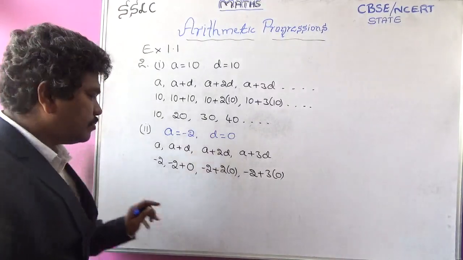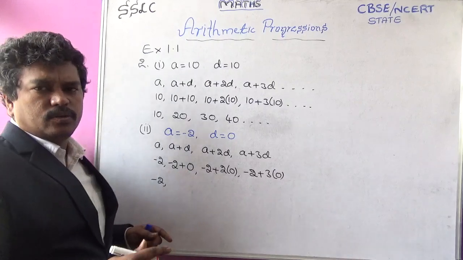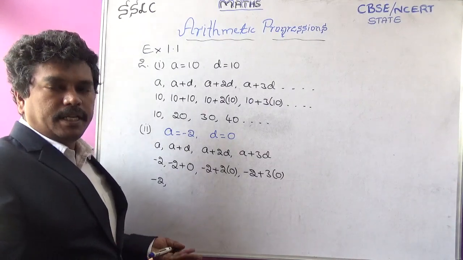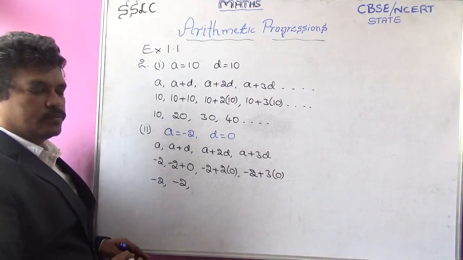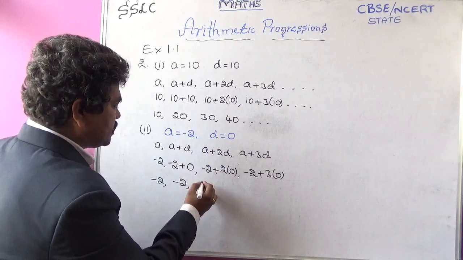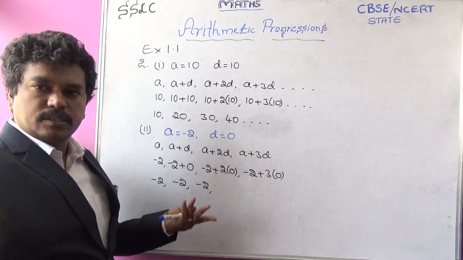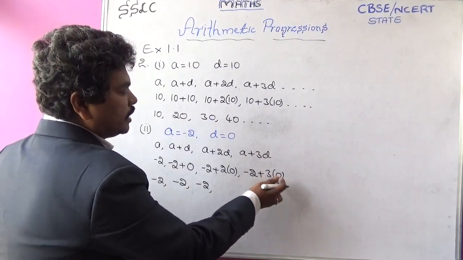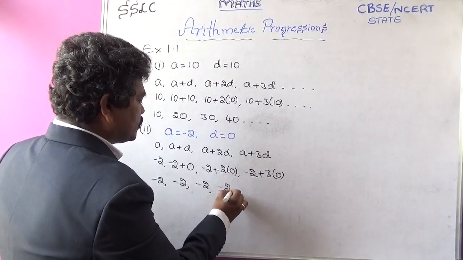Now you write what it becomes. Here it is -2 plus 0. You add or subtract 0 to any number and the term stays the same, -2. Here also 2 into 0 becomes 0, and 0 plus -2 means -2. Here also 3 into 0 is also 0, so that also gives you -2.